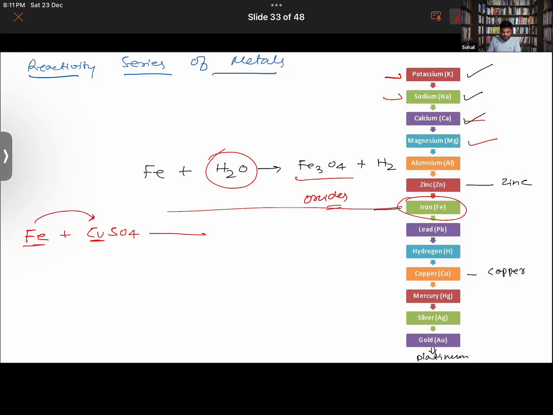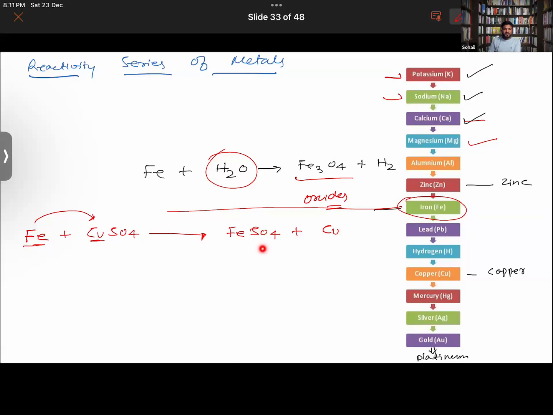So thereby the products obtained will be iron sulfate, and copper will be left alone here. Now, this is the purpose. When we do chemical reactions, जब हम chemical reactions करते हैं, this reactivity series helps us to understand why ferrous sulfate is formed here.